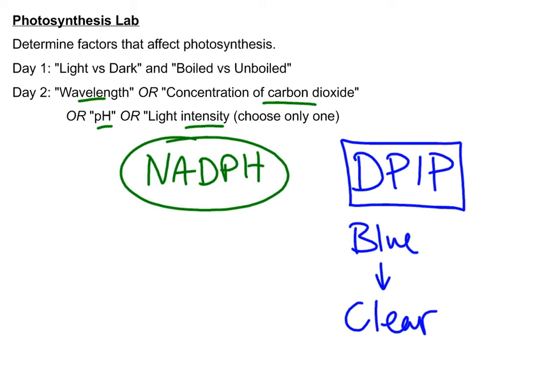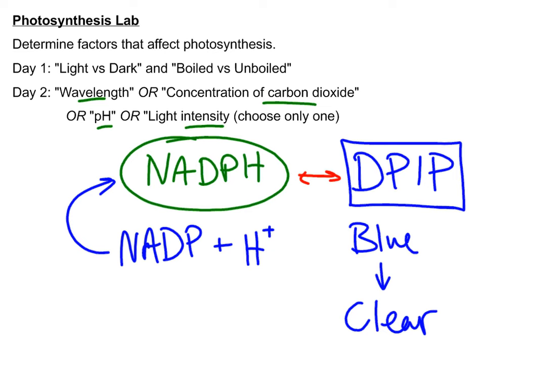So what we can show is if we can see the blue color fading to clear, we know that DPIP, which is acting like NADP plus in this case, going from blue to clear is synonymous with NADP plus forming NADPH. So the process of DPIP turning from blue to clear is the same thing as NADP plus turning into NADPH. The reason why we choose DPIP and not try to identify NADPH is because DPIP is a nice blue pigment that we can quantify using a spectrophotometer or using a colorimeter.